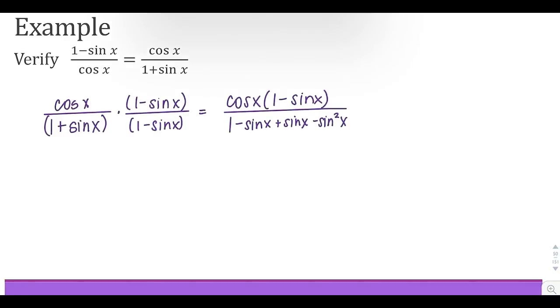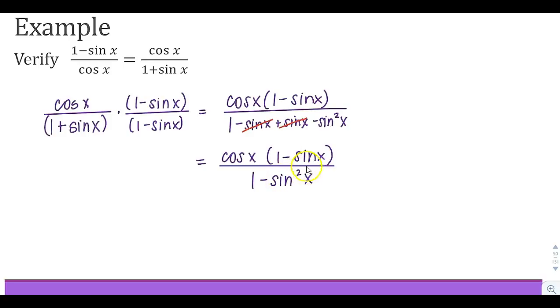So you can see that in the denominator, the minus sine x plus sine x canceled, and that's always going to happen when we multiply by a conjugate. So we really didn't need to show that part. I'm just being very thorough here. So here's where I'm at. Cosine x times 1 minus sine x all over 1 minus sine squared x.